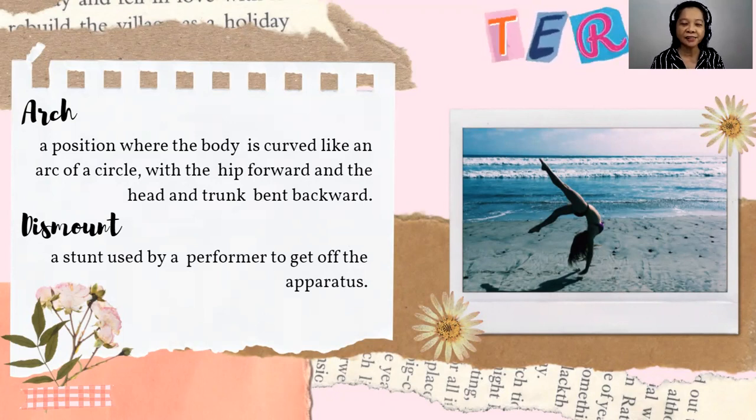And then next is dismount. This is a stance used by the performer to get off the apparatus. For example, on the balance beam, when you get down from the balance beam, that is called dismount. The opposite of that is mount.